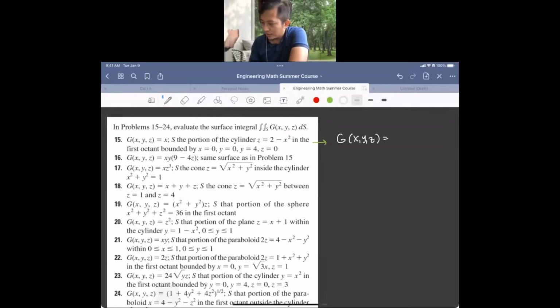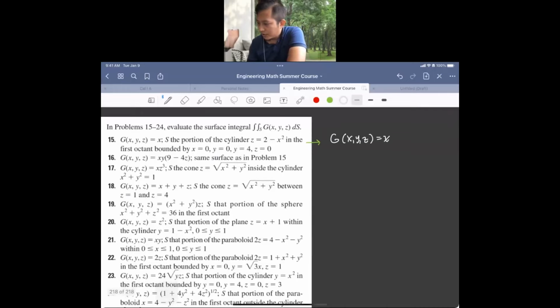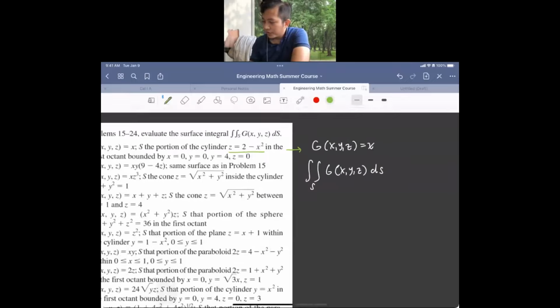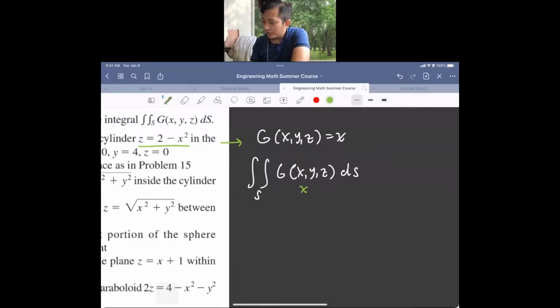So we have the g is x, and S is the portion of the cylinder z equals 2 minus x squared, in the first octant. Octant means all the positive values, and bounded by x equals 0, y equals 0, y equals 4, z equals 4, z equals 0. Okay. We need to evaluate the surface integral of x dS. So the difficult part is to determine what kind of dS we have here.